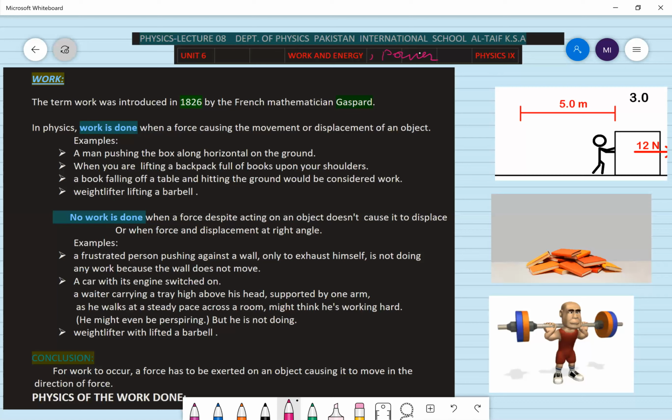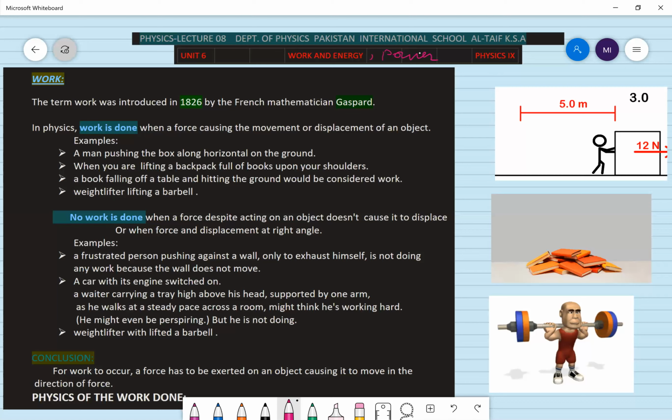First of all, I just want to introduce work to you generally. I want to differentiate work from the ordinary meaning of work, for example, from mental work. I just want to differentiate the concept of work in physics. So in physics, work is done when a force causes the movement or displacement of an object.